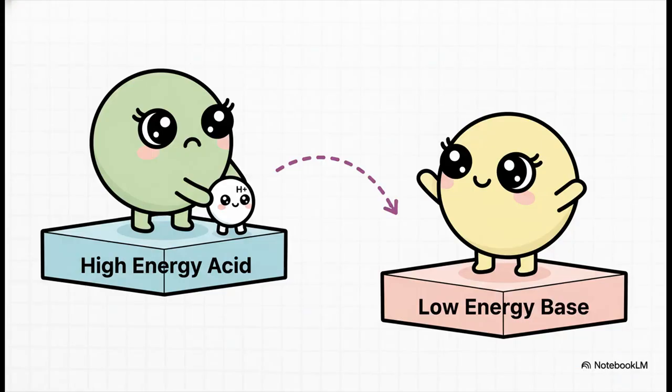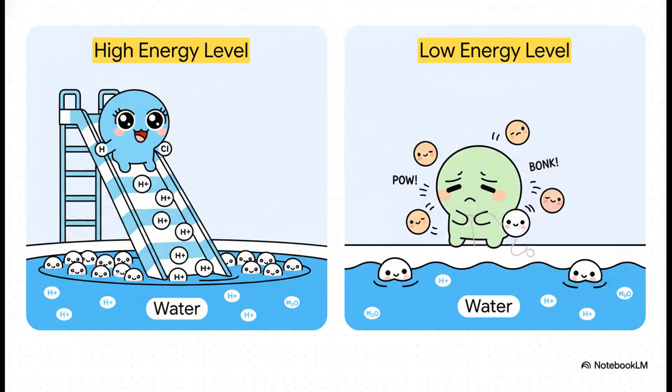Problem solved. Now, this whole proton transfer idea gives us a really powerful way to think about how strong an acid is. Imagine that a proton attached to an acid molecule has potential energy, kind of like a ball being held up high. An acid-base reaction is really just that proton falling from its high-energy spot on the acid to a lower-energy spot on the base.